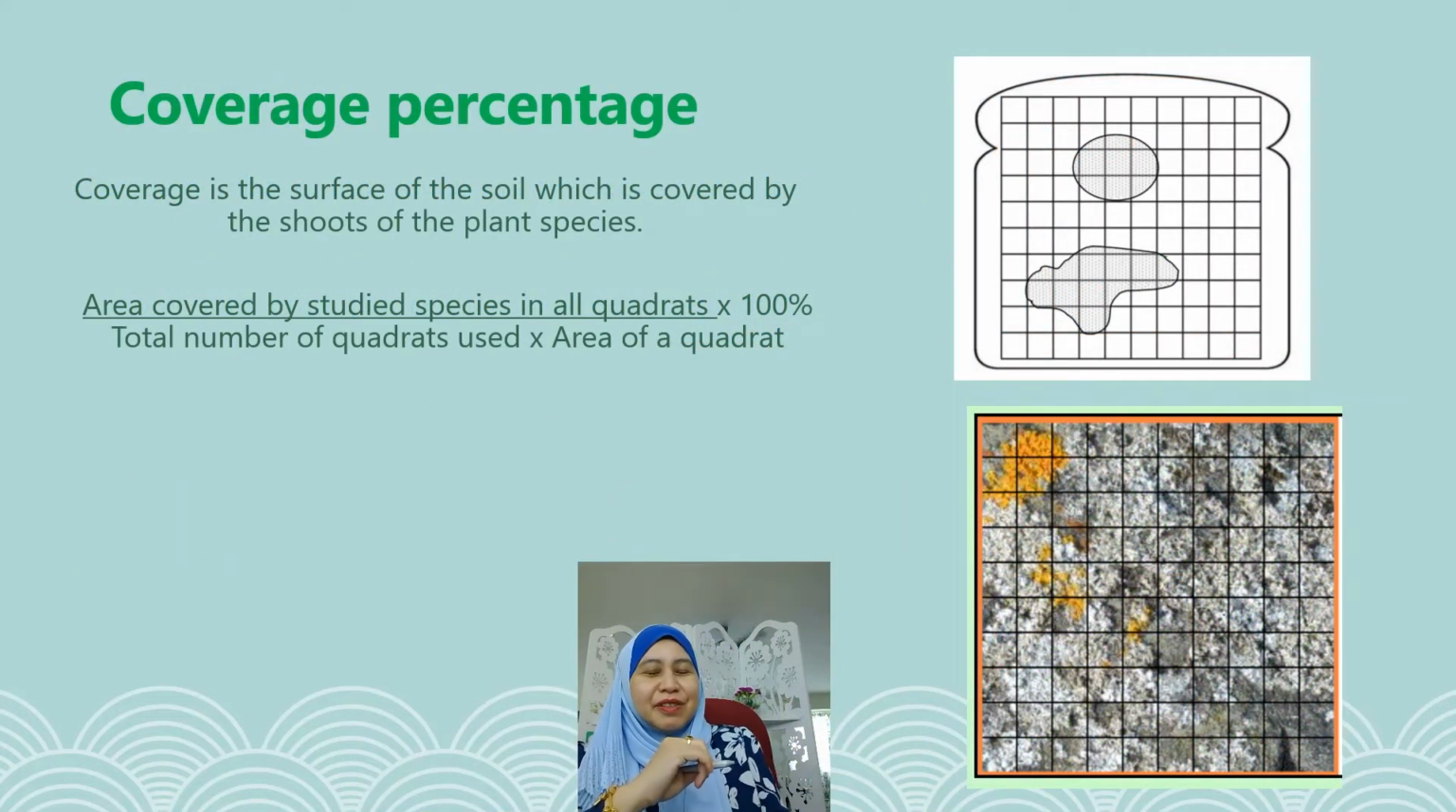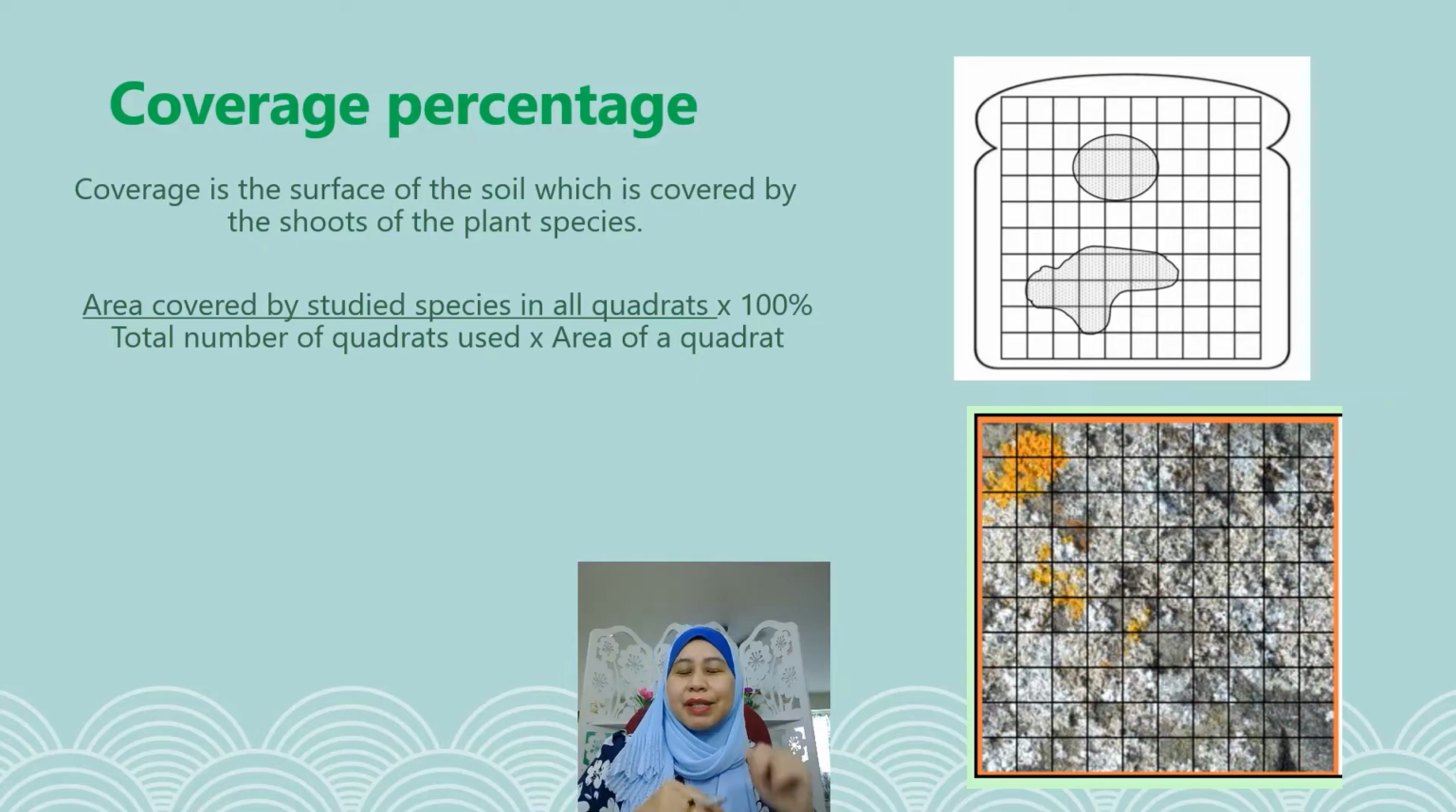Coverage percentage. So what is coverage? Coverage is the surface of the soil or the place of study or the area of study which is covered by the shoots of the plant species. Okay, and to calculate the coverage percentage, we simply times it with 100 to get the percentage. So the formula for coverage percentage is area covered by the study species in all the quadrats divided with total number of quadrats used times area of a quadrat times 100.